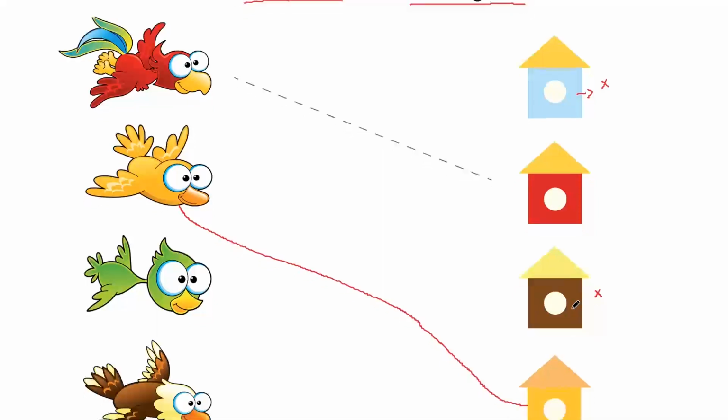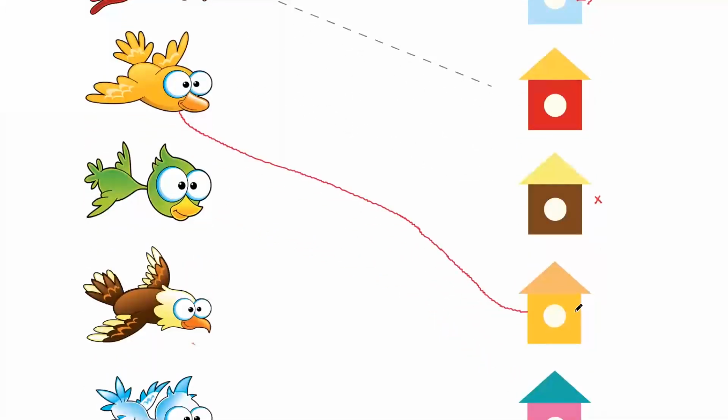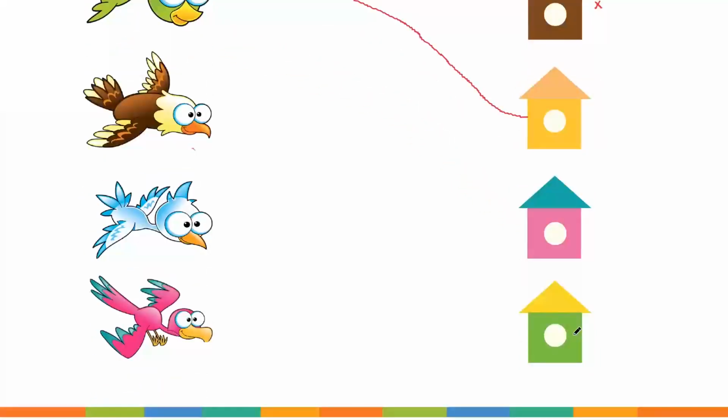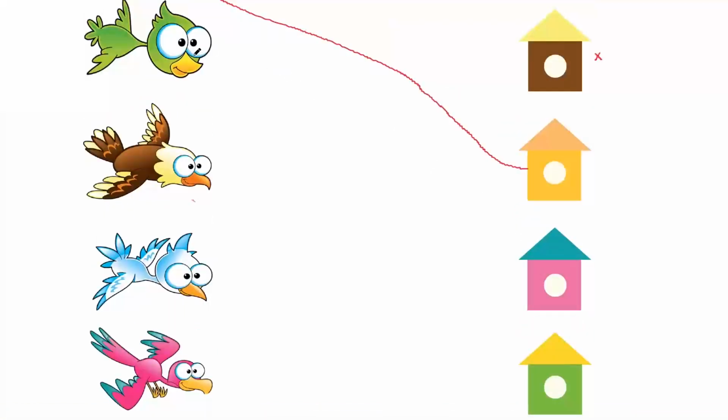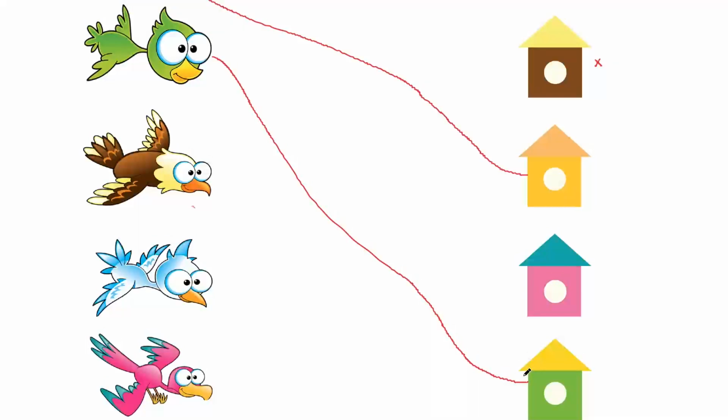Now keep moving down. This nest is yellow in color. This nest is pink in color. But yes, this nest is green in color. That means we can combine this green bird with this green nest. So let's start from this point. Keep moving down and match it with the green nest. So we are done with this bird as well.